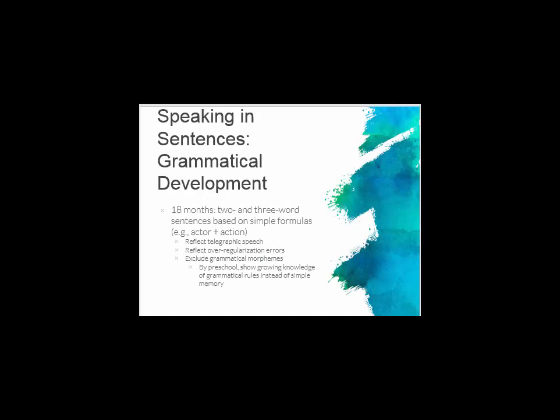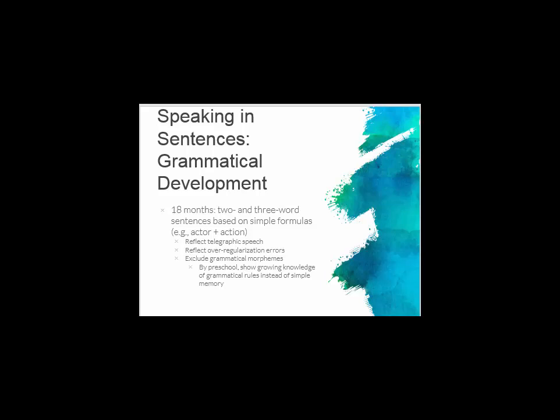When it comes to speaking in sentences, we see that by 18 months, children can make 2- and 3-word sentences based on very simple formulas. They typically involve an actor and an action, and this reflects telegraphic speech. So telegraphic speech includes only words directly relevant to meaning and nothing more. So it might be eat cookie, or she run, or he happy.